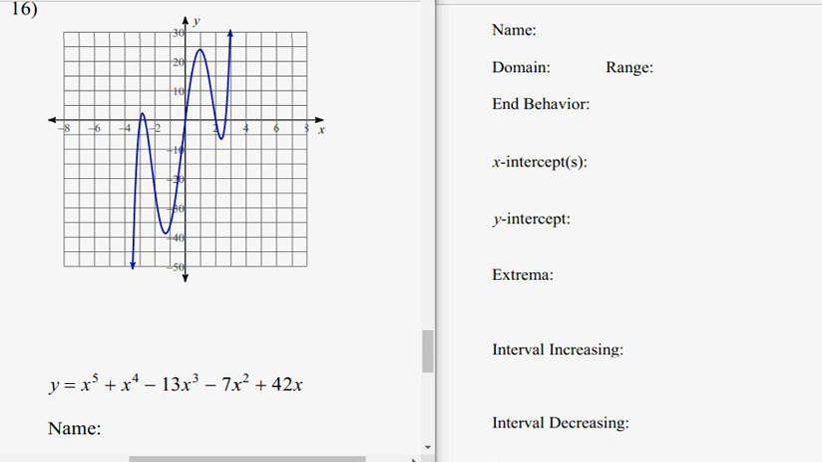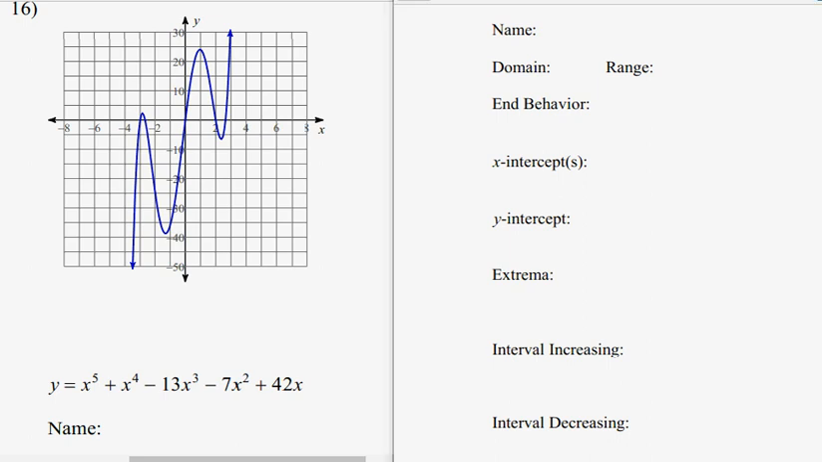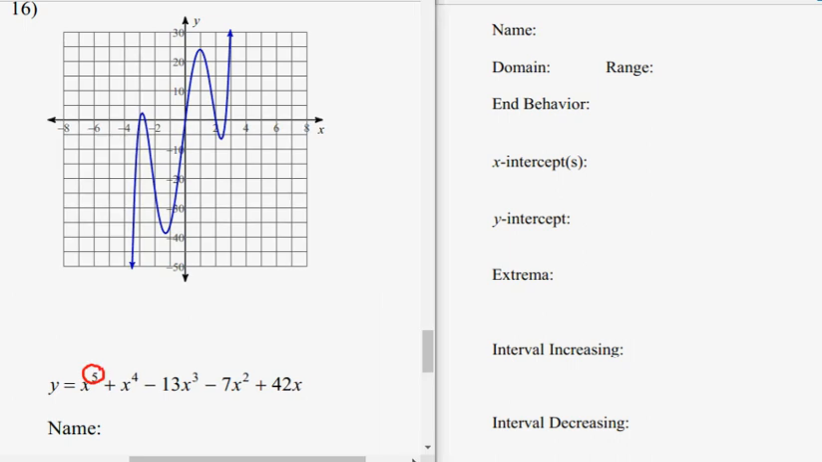All right, let's do this one more time. Number 16. This function just looks pretty wild, doesn't it? Okay, well, it's a fifth degree function, which makes it quintic. And then it has 1, 2, 3, 4, 5 terms, so it's a quintic polynomial. If you wanted to be a little more specific, you could say it's a quintic polynomial with 5 terms. We'll just leave it at that.